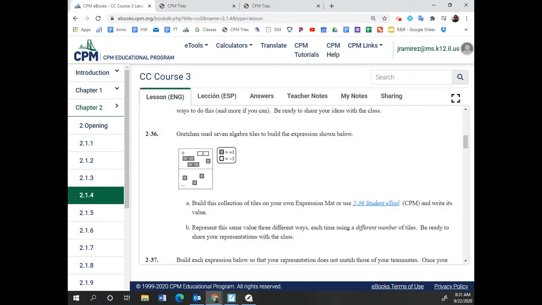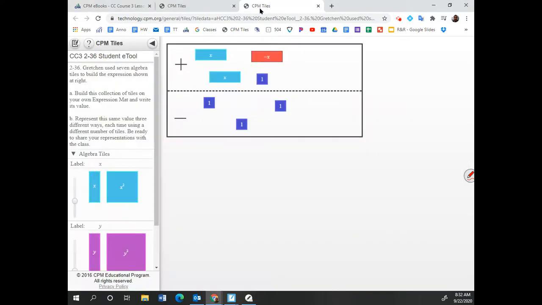So what they want us to do, build this collection of tiles, oh, we did that. B, represent, oh, this is just challenging. Represent the same value 3 different ways, each time using a different number of tiles. Be ready to share your representation with the class, okay? So we're gonna build it showing a different amount of tiles every single time, okay?